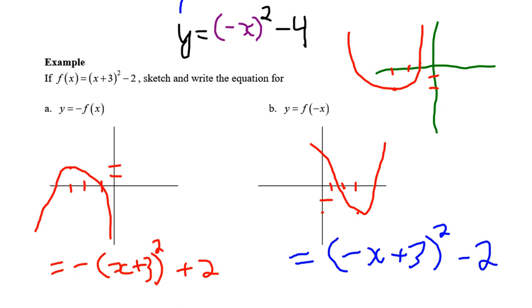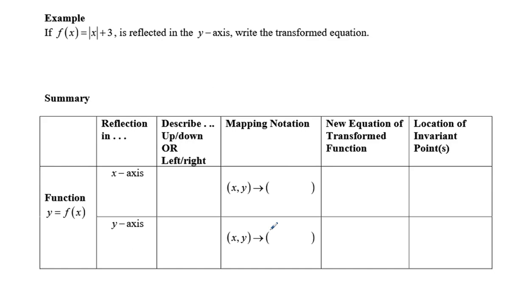All right, I think I'm on the last page here. Let's see what we got here. Am I on the last page? Yeah, I am. Look at that.